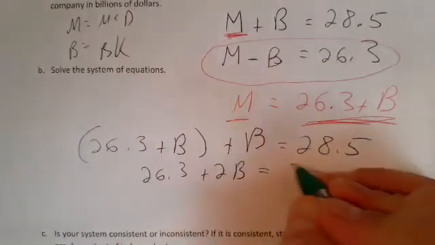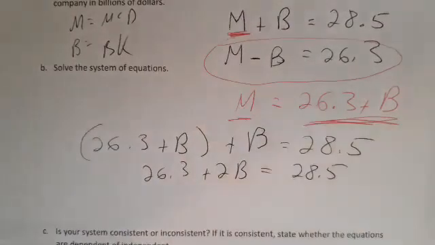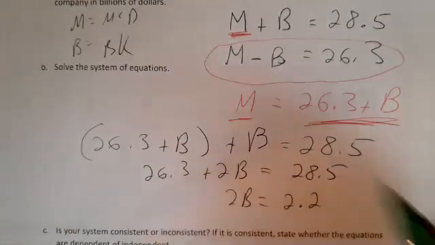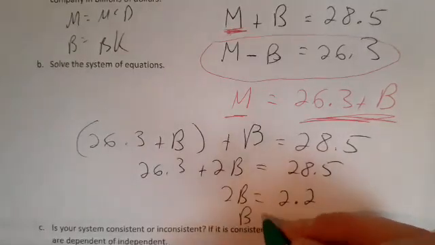When we make this substitution step, we essentially get rid of one variable. So this is 28.5 minus 26.3. The difference of those two things is 2.2. And so 2b is 2.2. b is going to be 1.1.